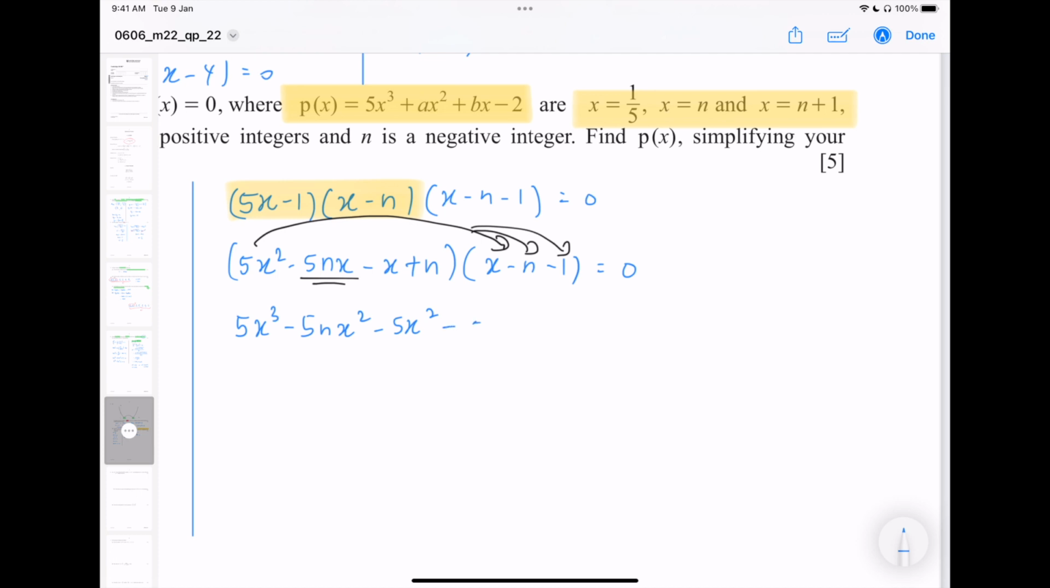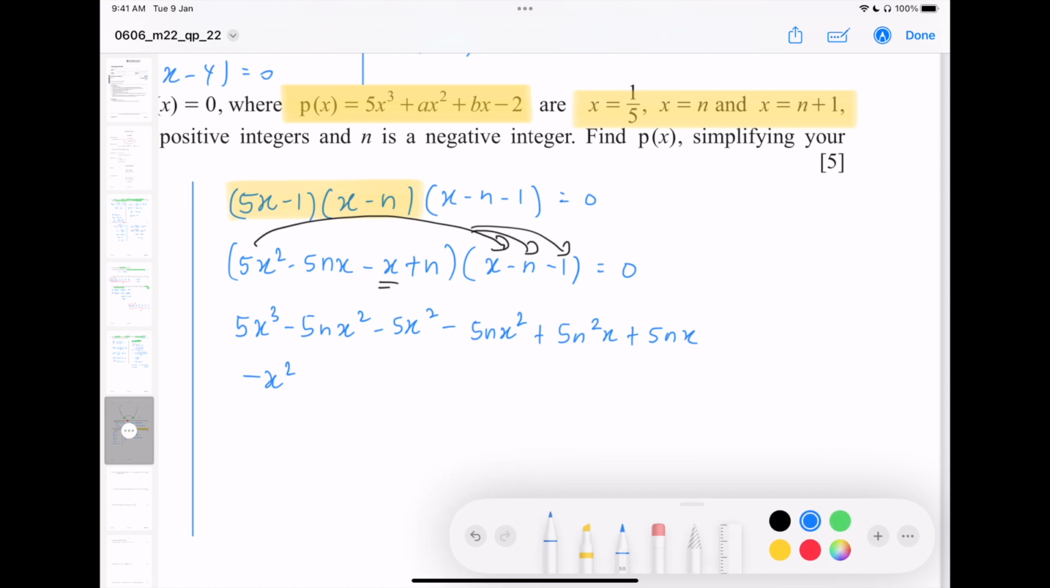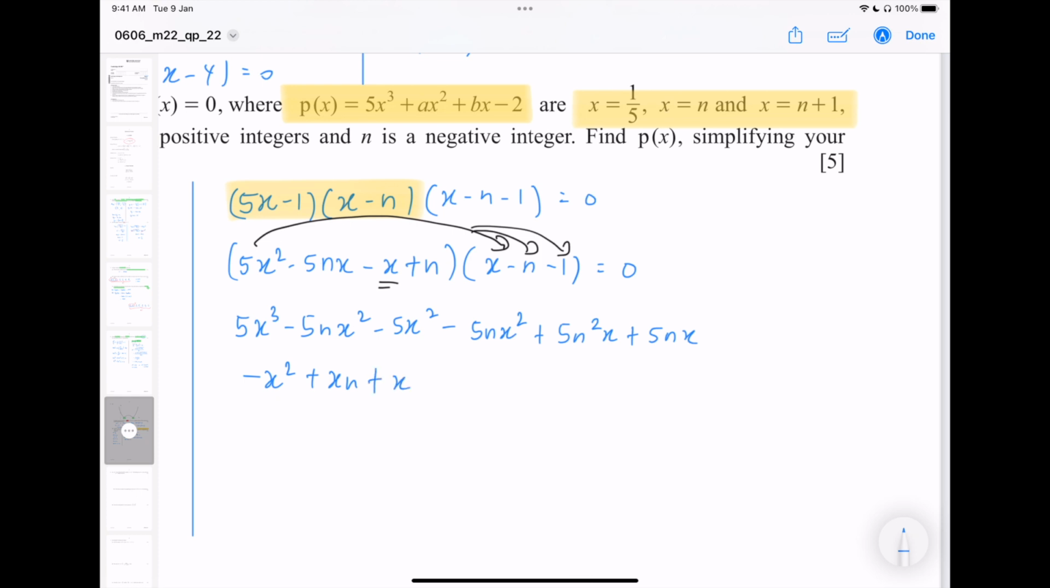So you're going to have minus 5nx squared. And then you're going to have plus 5n squared x. And you're going to have plus 5nx. Alright, not done. Got two more to go. I'll write it below. So you'll have minus x squared. Let me just highlight this so I remember. Minus x squared plus xn. Then I will have plus x. Alright, let's keep going. Just going to highlight the last one so I remember. Now n's turn, so it's going to be plus nx plus, minus n squared minus n. All of this equals 0.